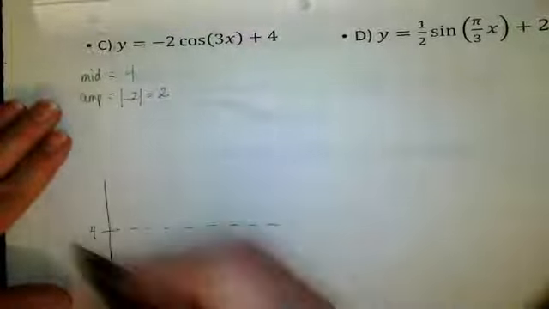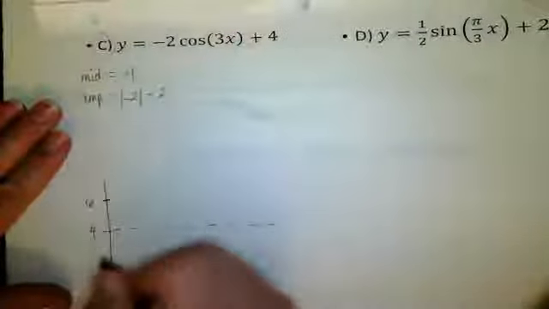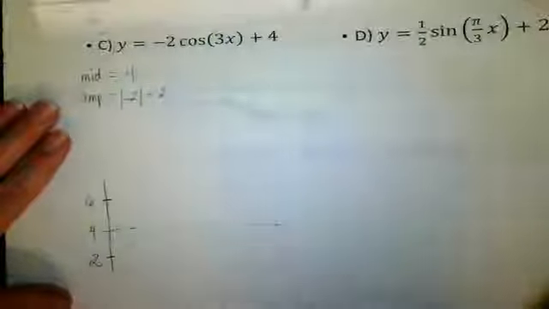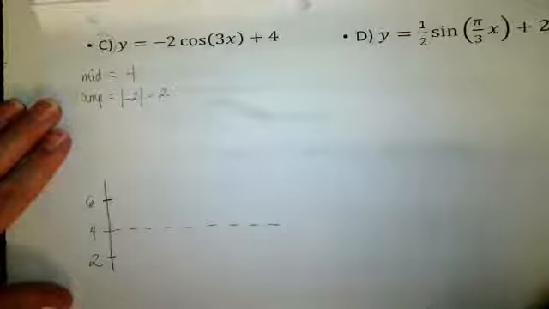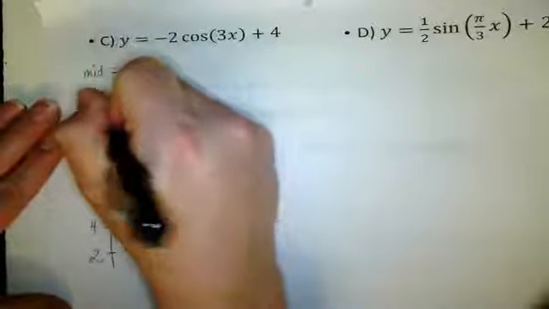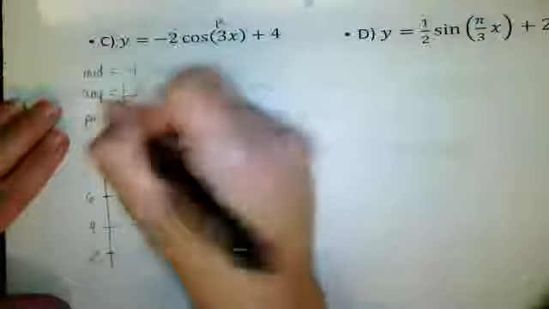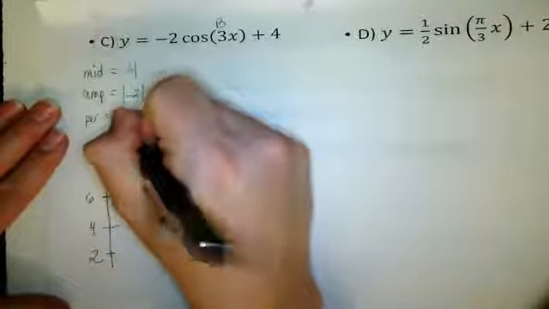With an amplitude of 2, what's my maximum value going to be? What's my minimum? Good. What's the range going to be? 2 to 6. Low to high, 2 to 6. Yeah. All right. How do we find the period? 2 pi over b, which is 3, and we're done.